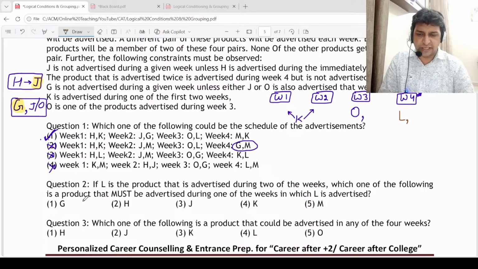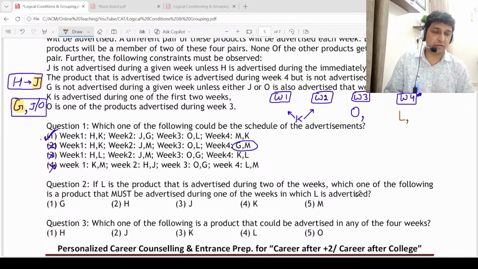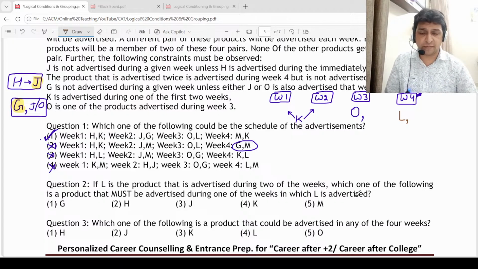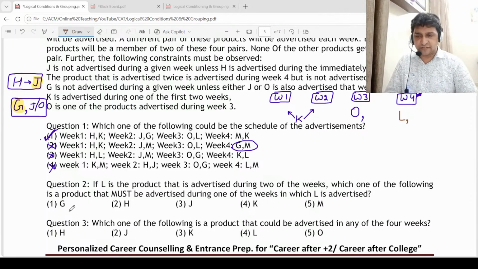Which one of the following is a product that must be advertised during one of the weeks in which L is advertised? Now, which one of them has to be along with L? So what is going to be in week 4, or L can be in week 1 and week 2 also. That's what we have to see. Now the repetition is of L. So which of them must be advertised along with L, that's what we have to see. Now let's take the first option, G.